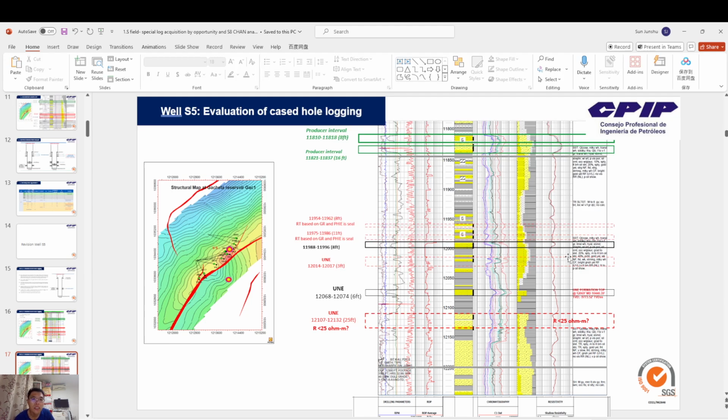Here we can see their oil show in the lower Gajita. Although there are also oil and gas shows in lower Uni, the resistivity is less than 25, which could be water.